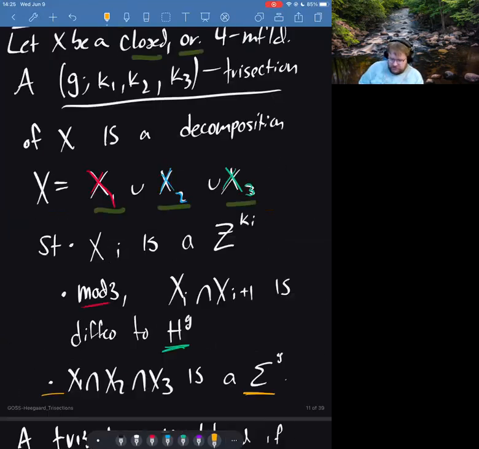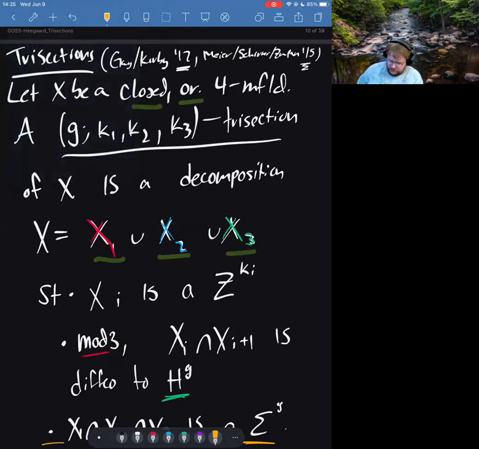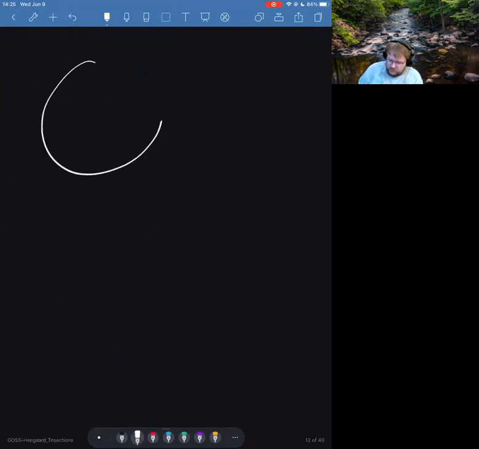So a picture of what this looks like is, here's your four-manifold. And now everything's going to be down two dimensions. So a surface is going to look like a point, three-dimensional pieces are going to look like lines, four-dimensional pieces are going to look like spatial regions. So we have some central surface sigma in the middle. And then we have three pieces, which are conventionally red, blue, and green.